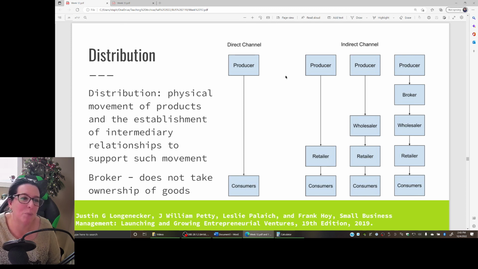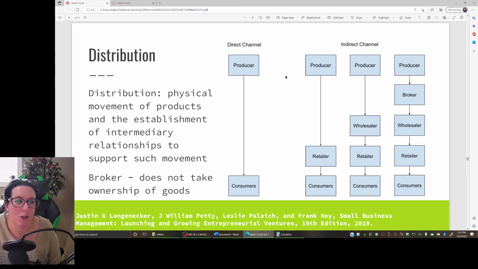So we could make the product and sell it to a retailer. So maybe we make Christmas cards and there is a local business in the mall who's going to sell it on our behalf, producer to retailer. An indirect channel, but a fairly short supply chain.